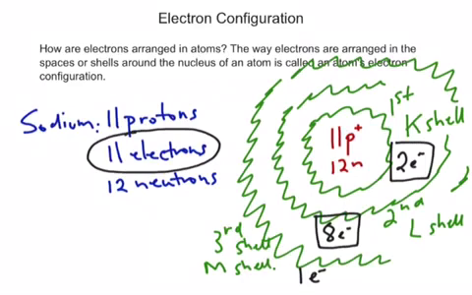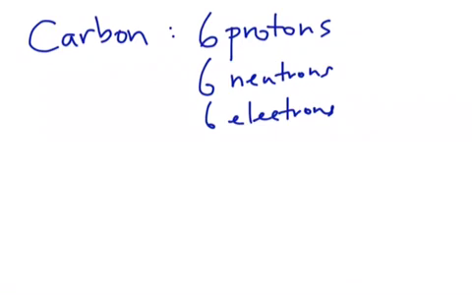So its electron configuration can be written as 2, 8, 1. 2 in the first shell, 8 electrons in the second, and 1 electron in the third. Let's have a look at another example. Let's have a look at carbon. Carbon is number 6 on the periodic table. Carbon has 6 protons, 6 neutrons, and 6 electrons.